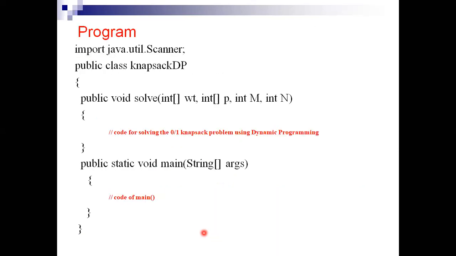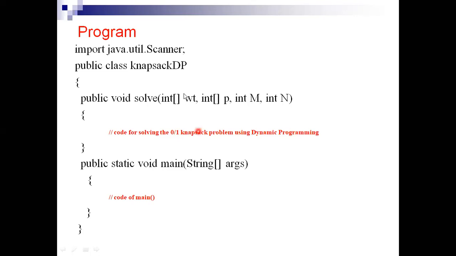So now moving to the program. We have only one class defined, called Knapsack DP, public class Knapsack DP, which contains two methods. One is the main method. The other one is the solve method. The solve method, you can see, has four arguments. W holds the weight, P holds the profit, one indicates the knapsack capacity and one indicates the objects, right? So this code will solve the 0/1 knapsack problem using dynamic programming.